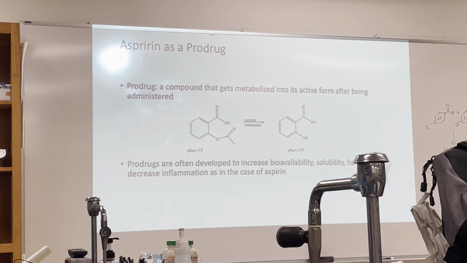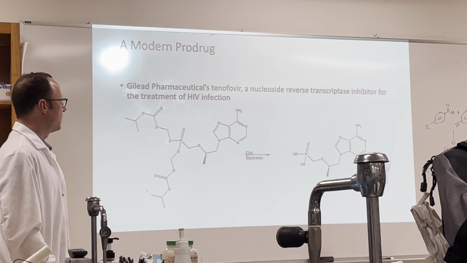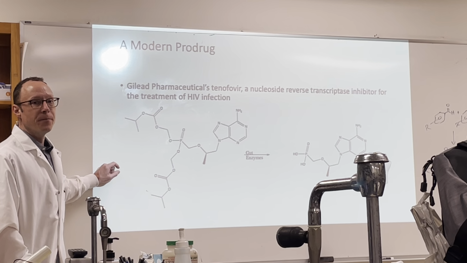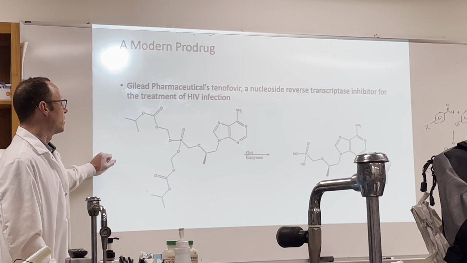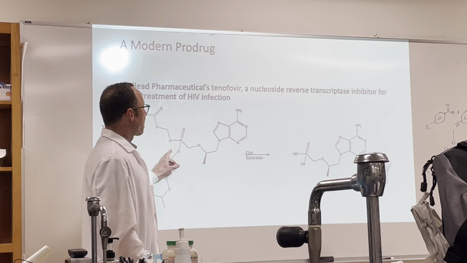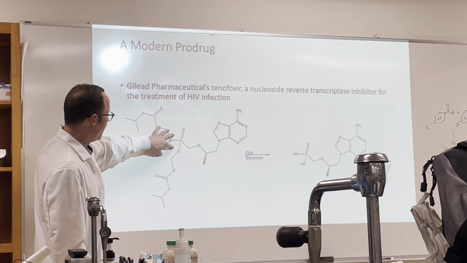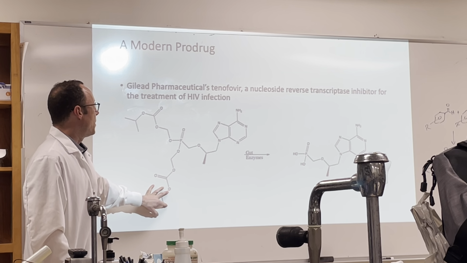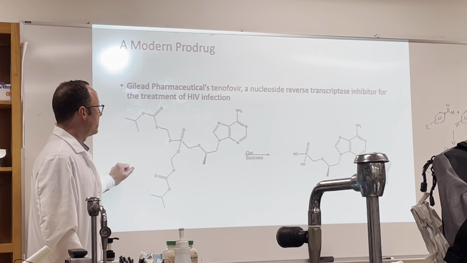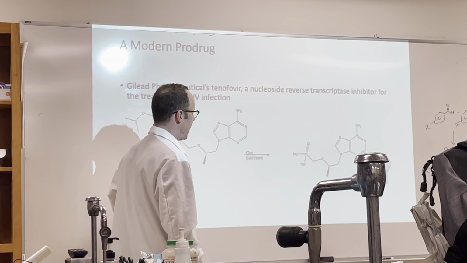I'll show you a newer, more modern version. This is tenofovir, which was developed by Gilead Pharmaceuticals in South San Francisco. This is one of the most common anti-HIV agents on the market. And you can see that this is the way the drug is sold. You've got these big groups hanging off the phosphonate. But once in the gut, enzymes end up hydrolyzing all of that to this.